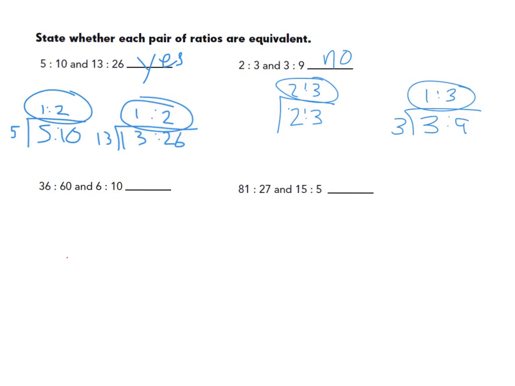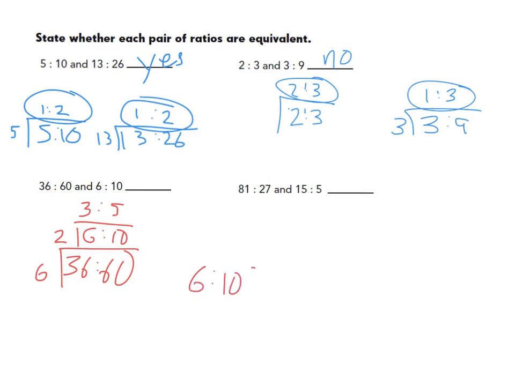If we look at 36 to 60, if I try to put those in simplest form, I see they're both divisible by 6. So that's 6 and 10, and I can divide those by 2. So in simplest form, 36 to 60 is 3 to 5. If I take 6 to 10, divide those by 2, oh, I already see a match up here. 3 to 5 and 3 to 5, yes, this is a match.